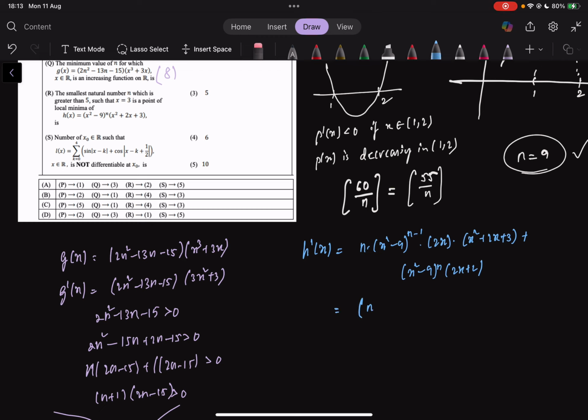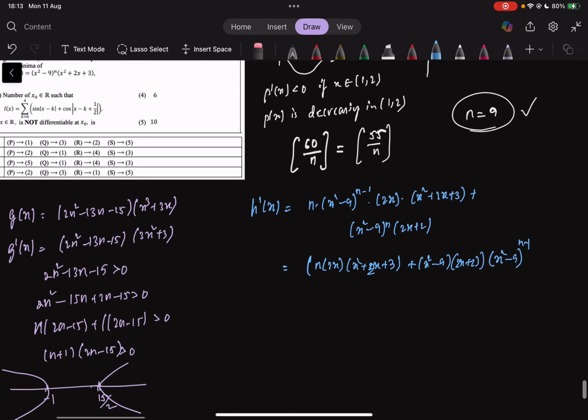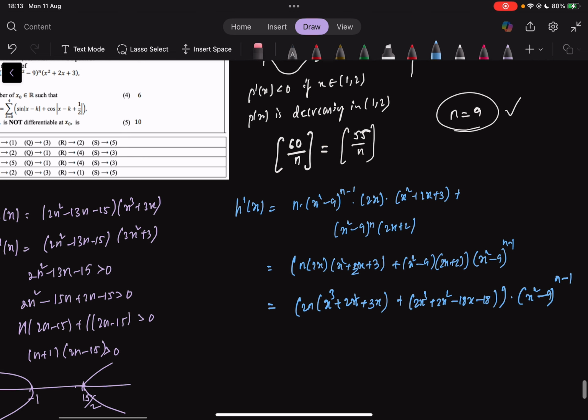So that is equal to [n · 2x · (x² + 2x + 3) + (x² − 9)(2x + 2)] into (x² − 9)^(n−1). So that means this is equal to [2n(x³ + 2x² + 3x) + 2x³ + 2x² − 18x − 18] into (x² − 9)^(n−1).